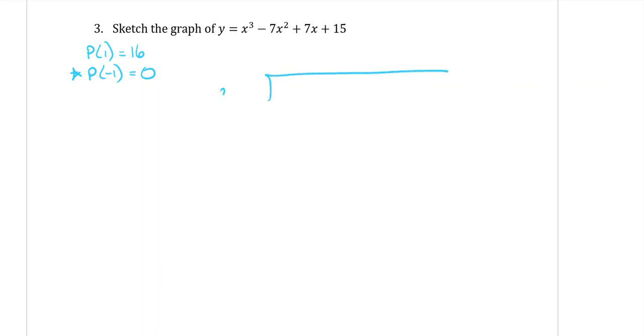So rather than keep guessing, I'm going to use long division to find the rest of my factors. So I'm going to use the x plus 1 that I've found, and I'm dividing the x cubed minus 7x squared plus 7x plus 15. And I'm going to divide. X cubed divided by x is x squared. X squared times x is x cubed. X squared times 1 is x squared. Subtracting, we get minus 7 minus 1, which is minus 8x squared.